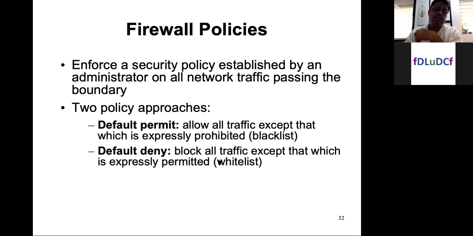In the default permit policy, what happens? The entire traffic is allowed, and then we start blocking traffic. We realize there is an FTP server running on our server, so we block FTP. Then we realize telnet needs to be blocked, so we block telnet. Like that, we block unwanted traffic one by one, a blacklist model. The main disadvantage is that, as system admins, we might forget some application.